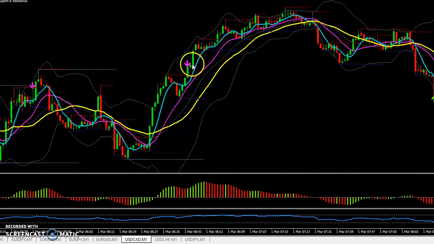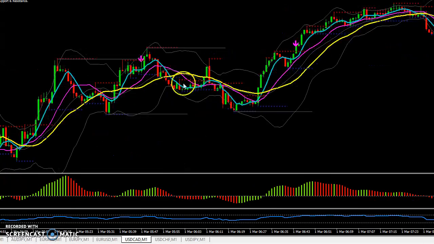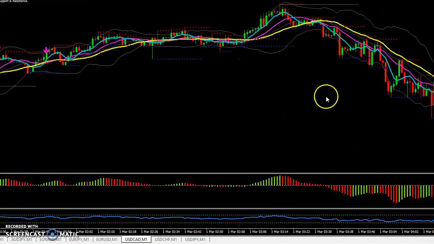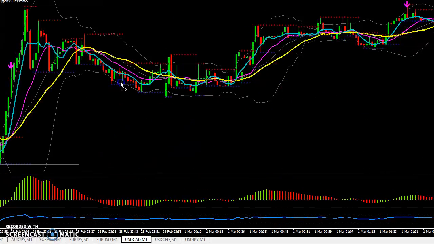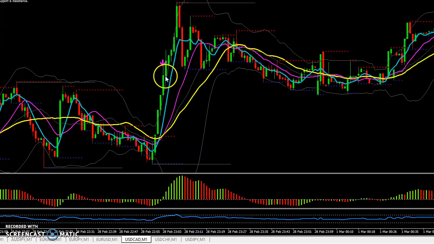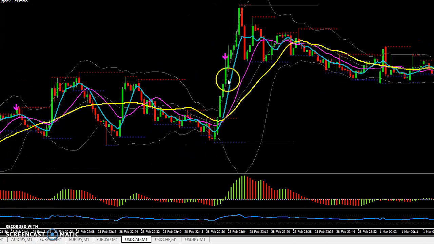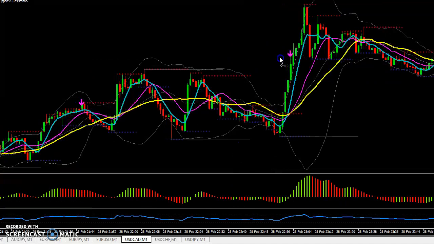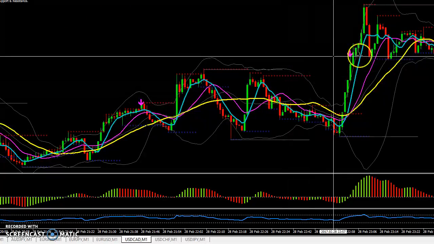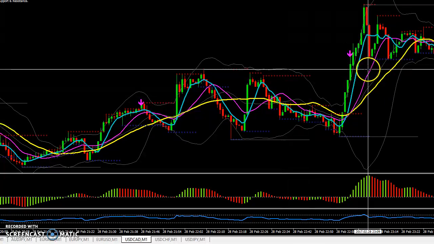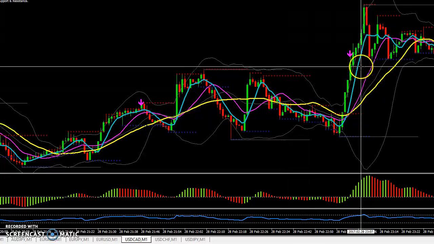First. 1, 2, 3, 4. 1, 2, 3. 1, 2, 3. 1. It's another bouncing on the top of the band situation. Very tricky setup here. But again, look left, nothing. Long candle breakout. Good idea just to go the other way on this one.